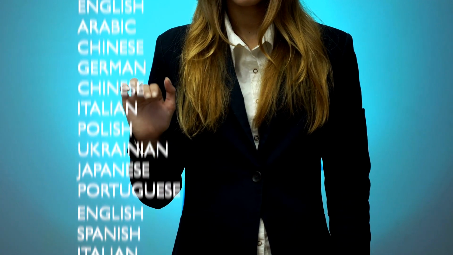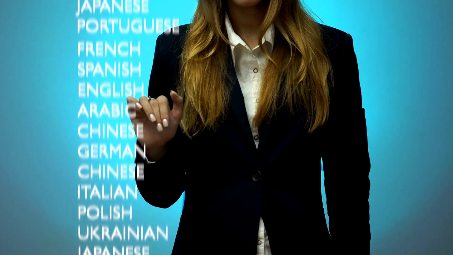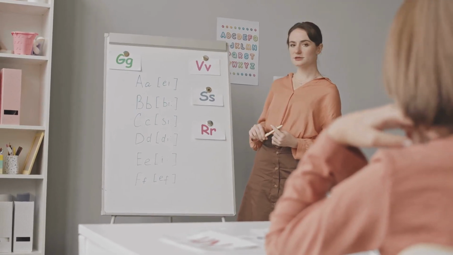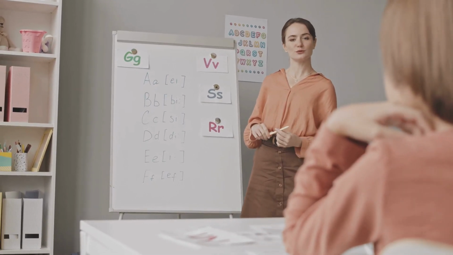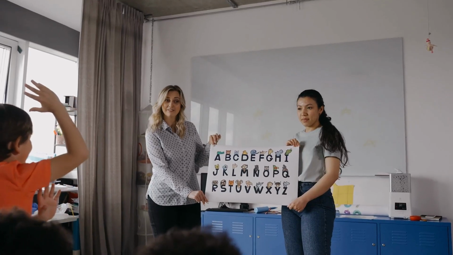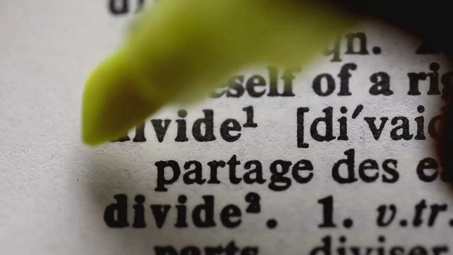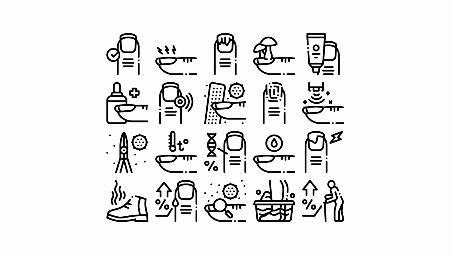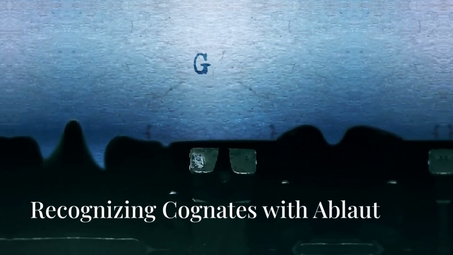Ablaut versus umlaut. Now, quick sidebar. If you're learning German, you might have heard about something called umlaut, which is also a vowel shift, but it's different from Ablaut. Umlaut happens when vowels change to match other vowels within a word. Ablaut, on the other hand, is about historical changes that carry grammatical meaning.